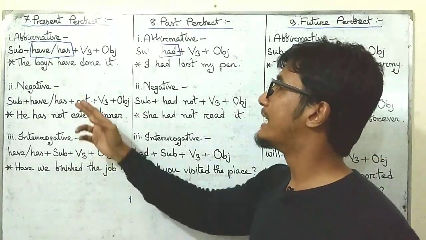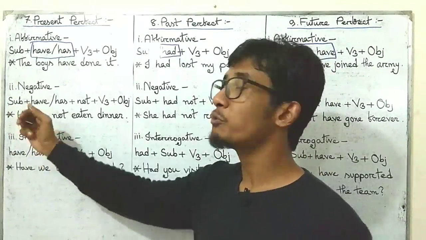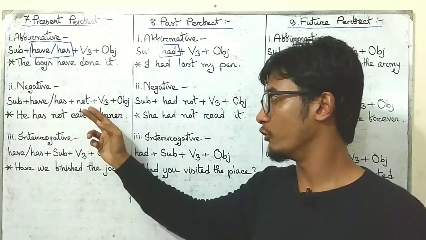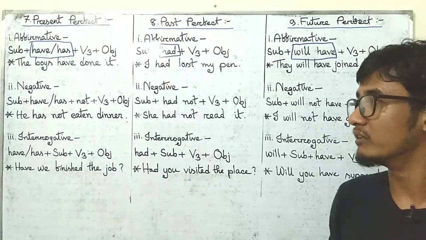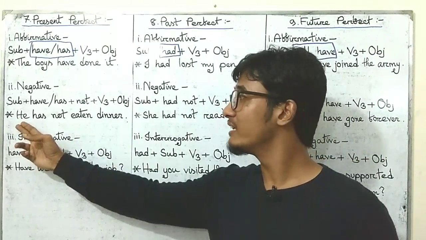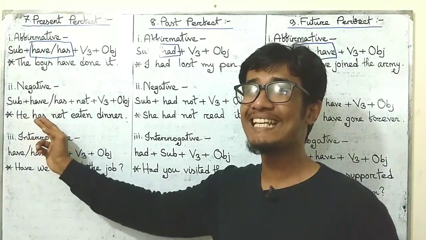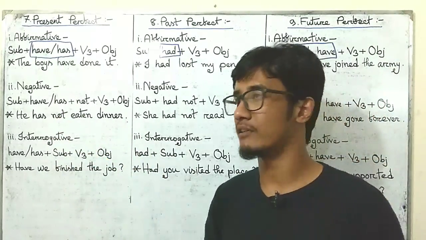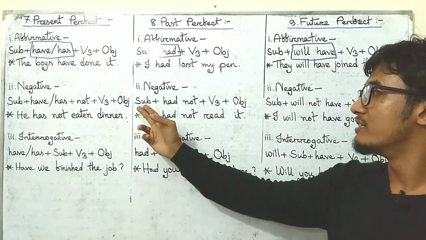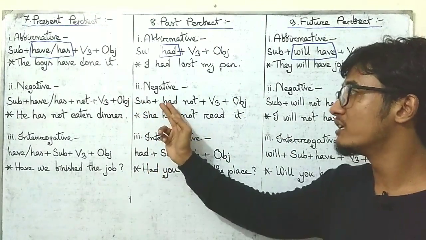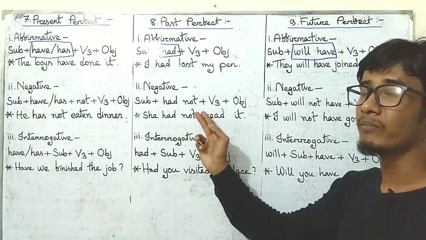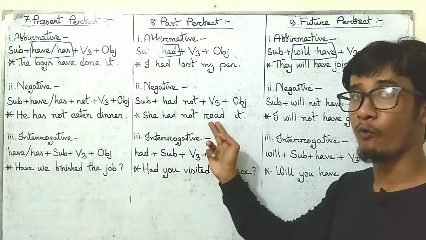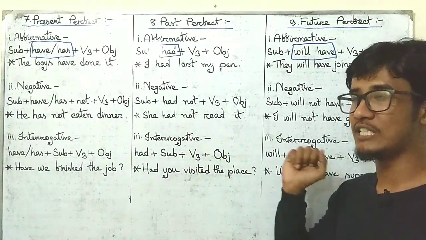Let's move on to the negative sentence of present perfect. Similarly, we start with a subject, then the auxiliary verb have or has, then the negative word not, followed by V3 and finally an object. Let me give you an example. Subject he, has, the negative word not, V3 eaten, object dinner. He has not eaten dinner. Then the negative sentence of past perfect: subject, had not, then V3 and finally an object. So the example will be subject she, then had not, V3 read, object it. She had not read it.